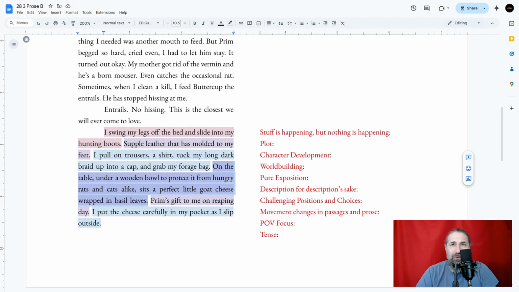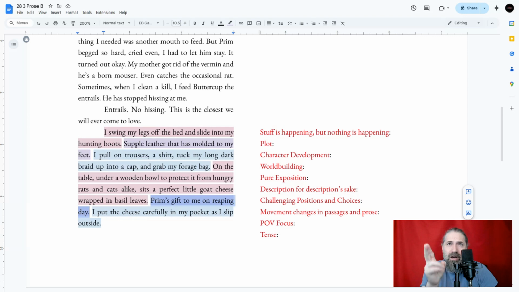On the table under a wooden bowl to protect it from the hungry rats and cats alike sits a perfect little goat cheese wrapped in basil leaves. Nice, nice, nice. And there's some world building in there because of the hungry rats and cats. And then here's some character development and plot technically and world building because of the reaping. So this is all three things in one sentence. And look how short the sentence is. It is extremely short, and it does character, plot, and world building.